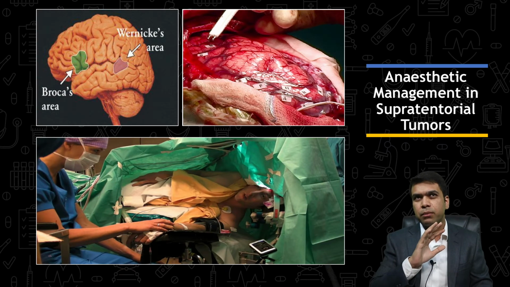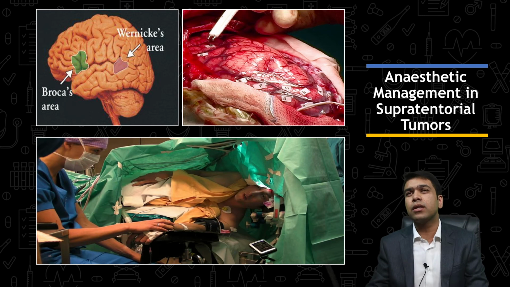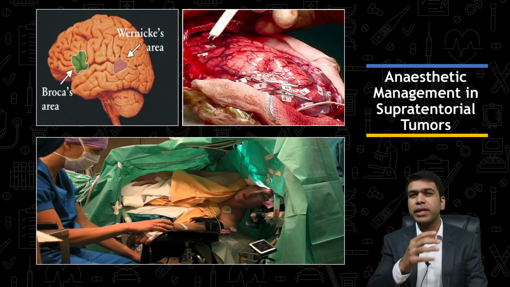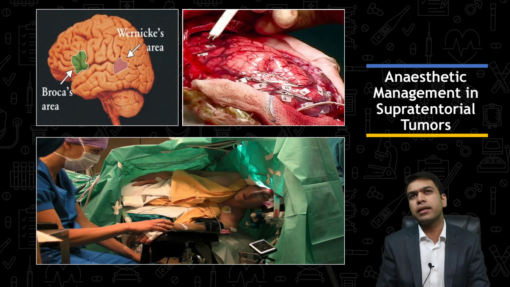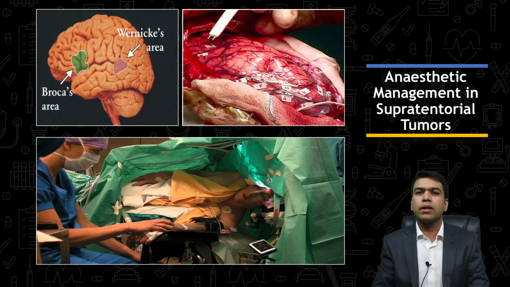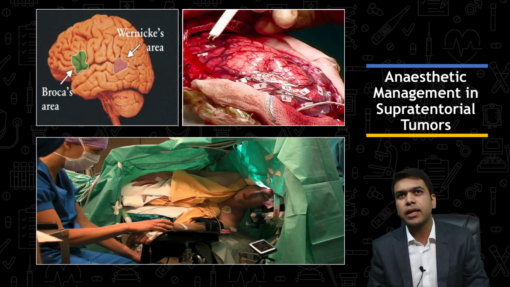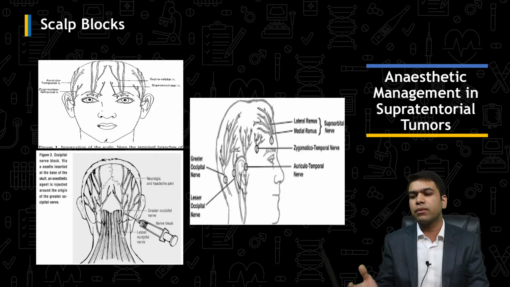And for mapping for Broca's area and Wernicke's area, you need to do awake craniotomy. For Broca's area, what we do is called a speech arrest. We keep the patient awake, we tell him to count the numbers, we stimulate the area, and there will be a sudden blockade in his counting numbers. So that is called a speech arrest. And for Wernicke's area, he needs to understand a situation and a scenario. He needs to explain that. So to do all these things, you need to do awake craniotomy.